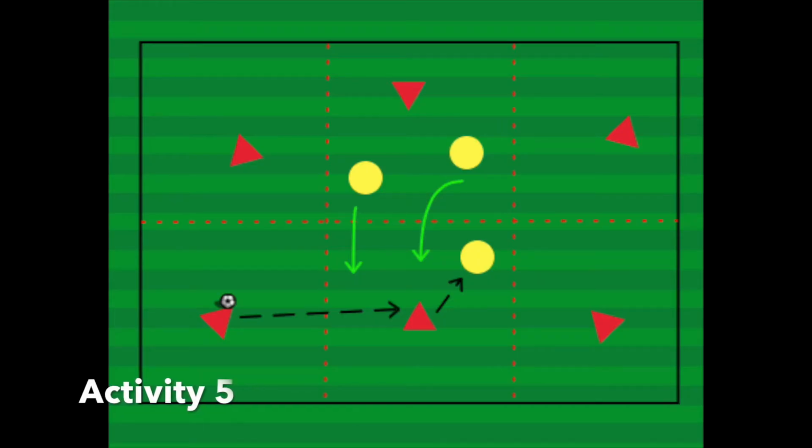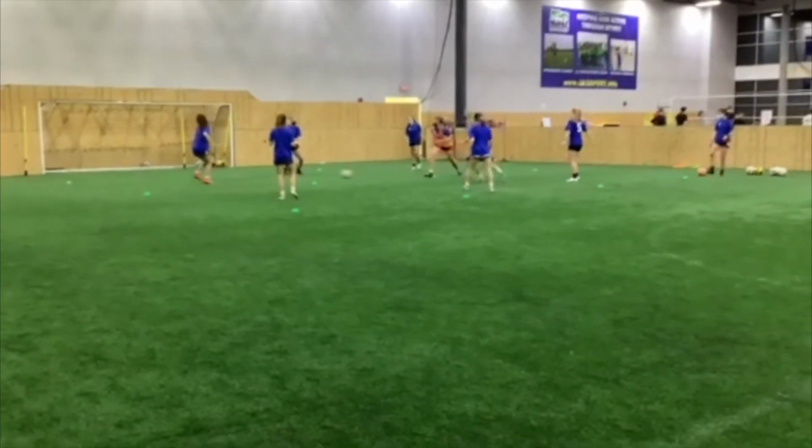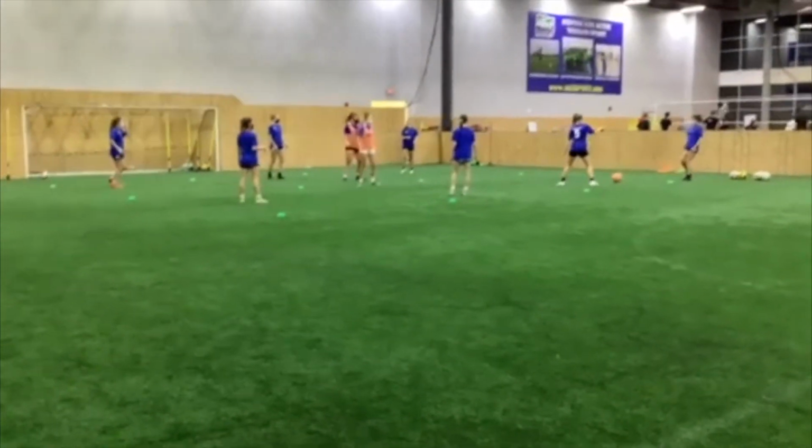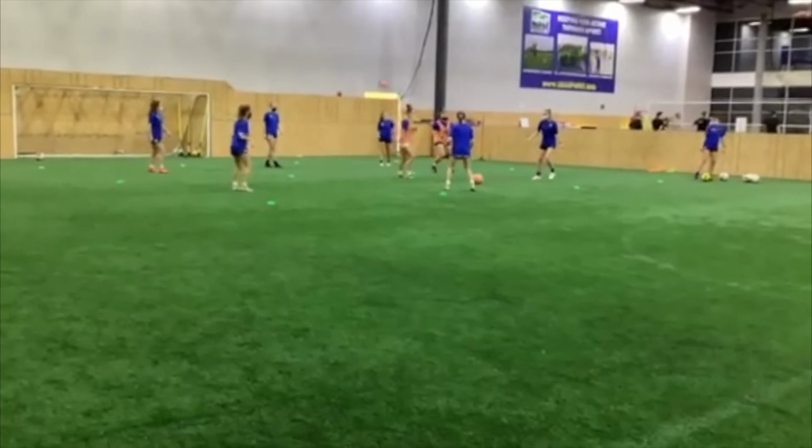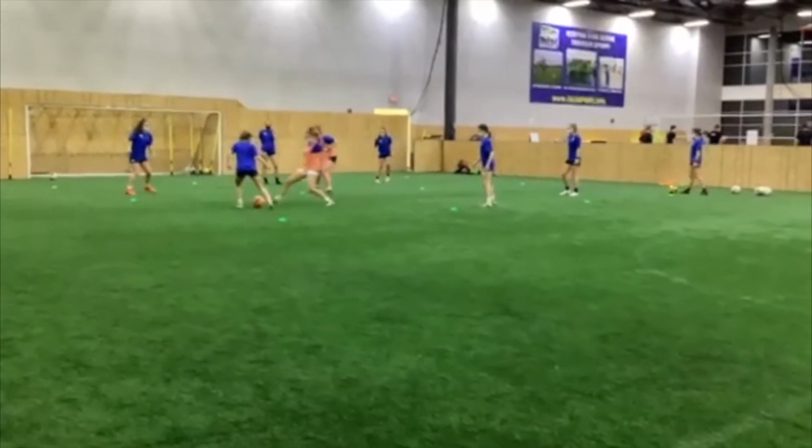In Activity 5, I have set up a zonal rondo. Each attacking player is bound and restricted into a specific zone of the field. The 2 or 3 defending players are free to go into any zone to try to win the ball. If the defending players win the ball, they are then asked to make a smaller rondo, a 3v1, in whatever grid they won the ball.